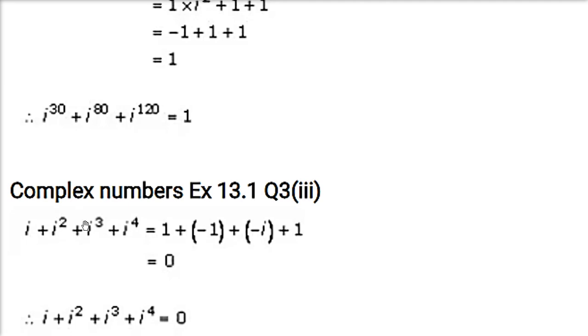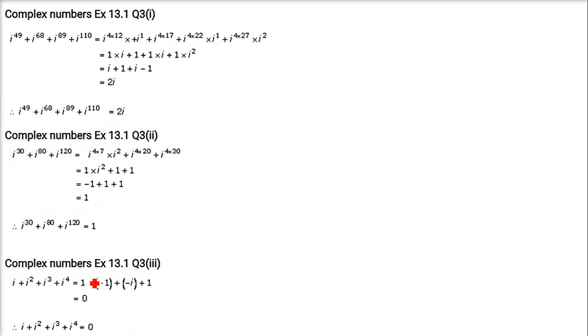Now here i plus i square, i cube, i to the power 4. Now you can directly apply and write this because these are the basic powers of i. You can just write it. i, i square is minus 1, i cube is minus i, i to the power 4 is 1. So you get a 0. This gets cancelled. This is i, this is i, so this i gets cancelled. This 1 gets cancelled. You get a 0.